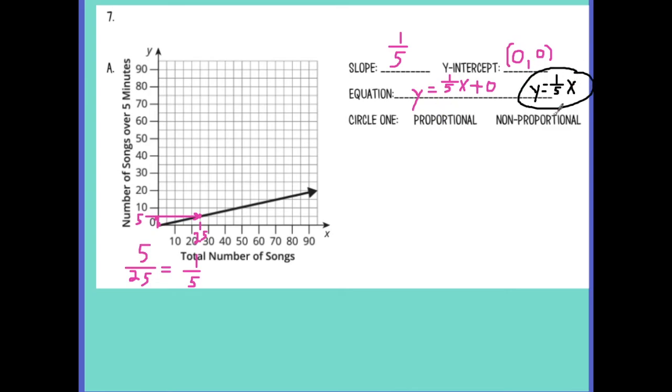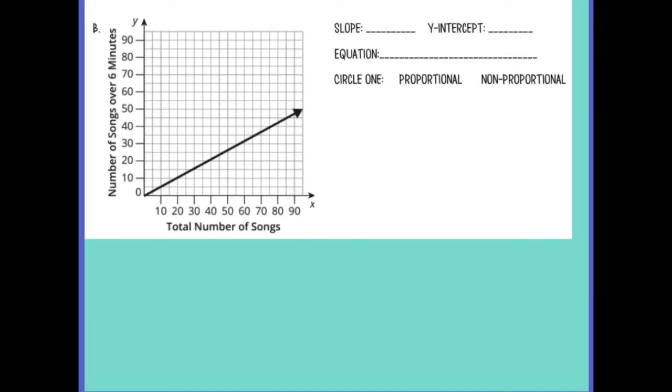So I'm going to leave it like that too. And is this proportional or non-proportional? Remember, we can look at the graph or we can look at the equation. I would suggest looking at the graph because this is what you're given. It's linear. It goes through 0, 0. This is proportional. Let's check out this next one.